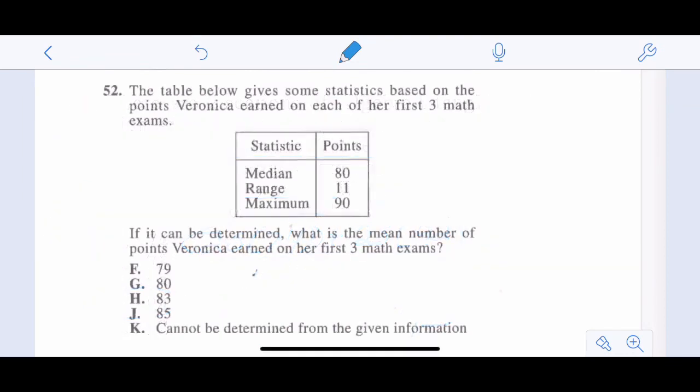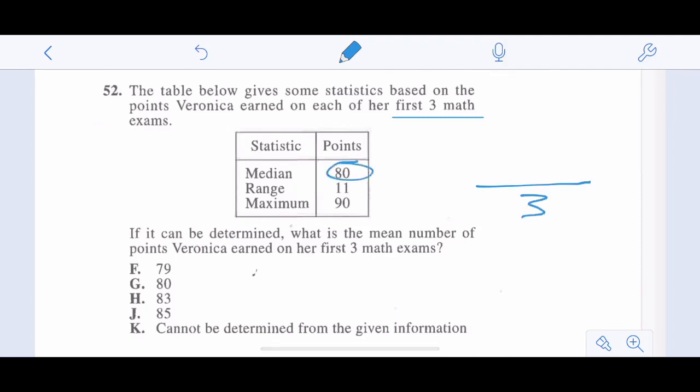The table below gives some stats based on the points Veronica earned on her first 3 math exams. If it can be determined, what is the mean of the points Veronica earned on her 3 math exams? We know we're going to divide something by 3.